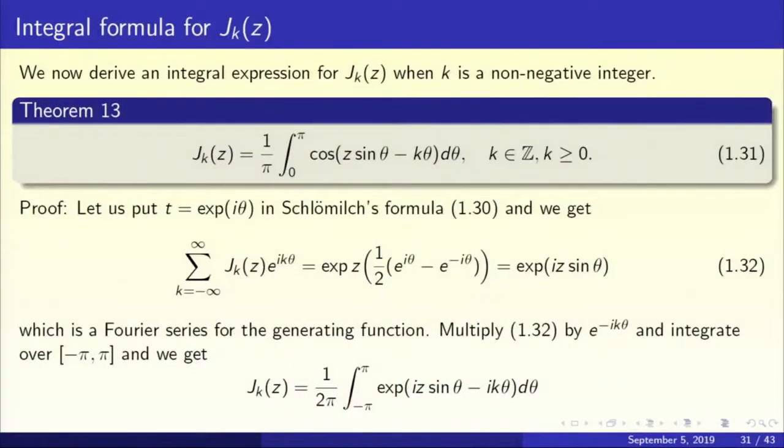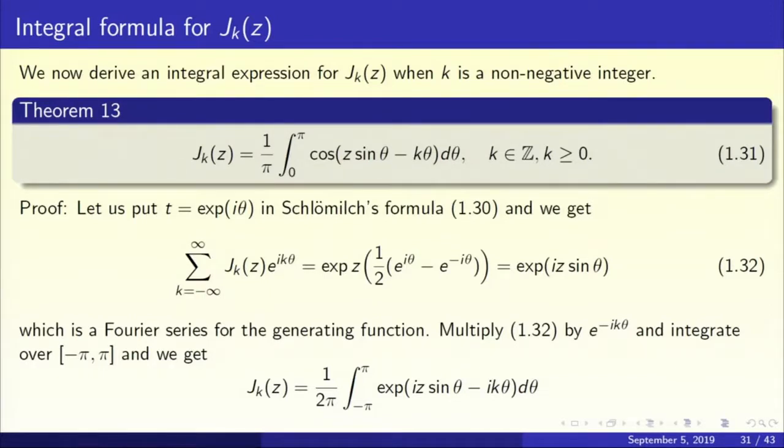Multiply 1.32 by e to the power minus ik theta and integrate over minus pi to pi. On the left hand side, only one term will survive. It will be Jk, and you are going to get on the left hand side 2 pi times Jk. I had divided by 2 pi, and so I get Jk equal to 1 upon 2 pi integral from minus pi to pi of exponential of iz sine theta minus ik theta.